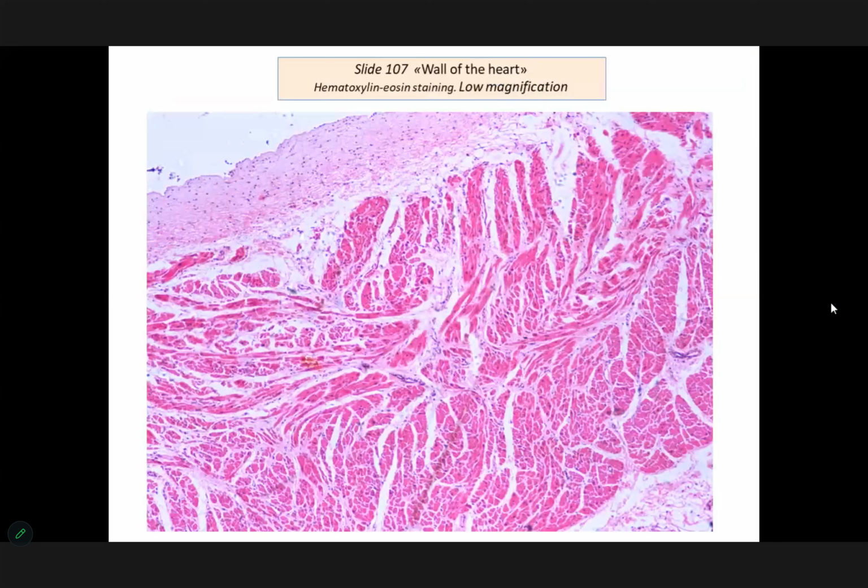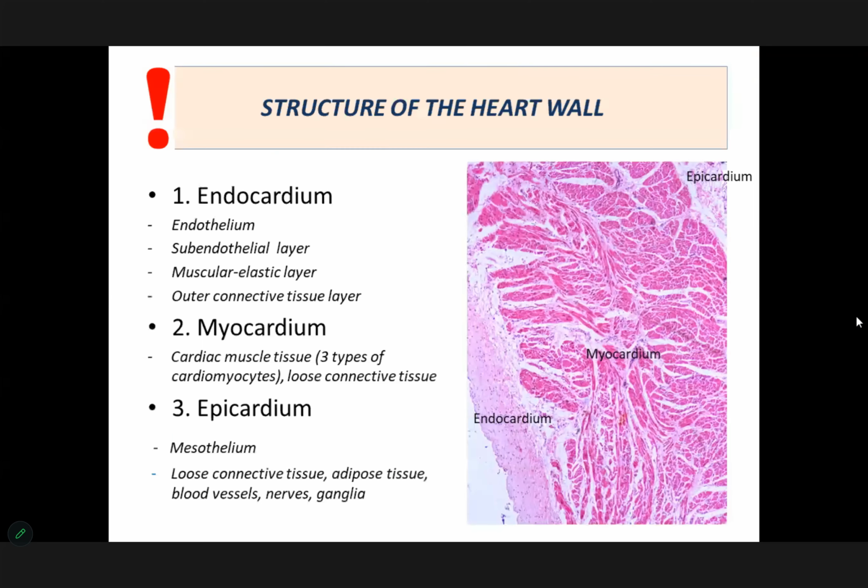Now, in the preparation, we will have the section through the wall of the heart, in which we can see all the three layers. This will be endocardium, this one myocardium, and epicardium. This is what you should know by heart. The structure of the heart wall.